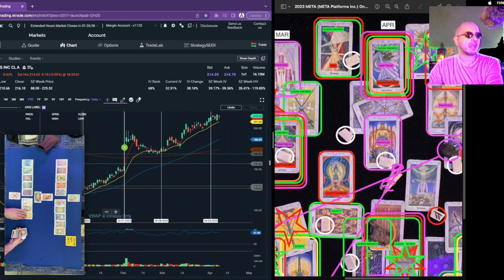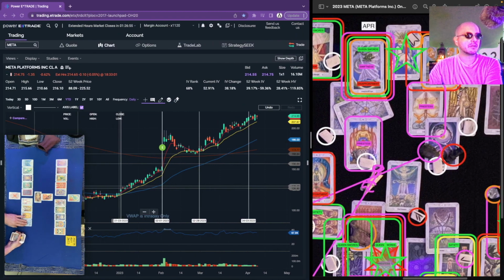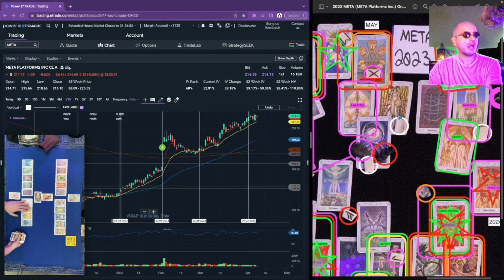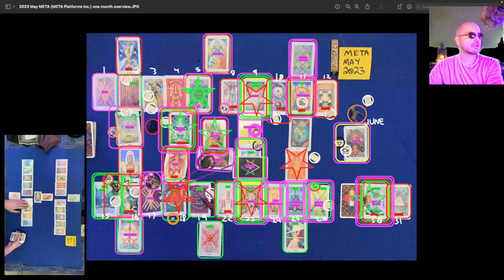And then the decline off of the April high offers an opportunity to open up a long position, which I'll talk much more about in the paid version.